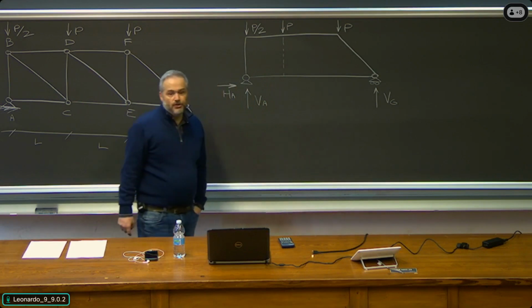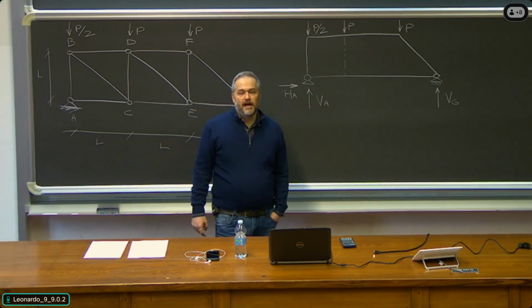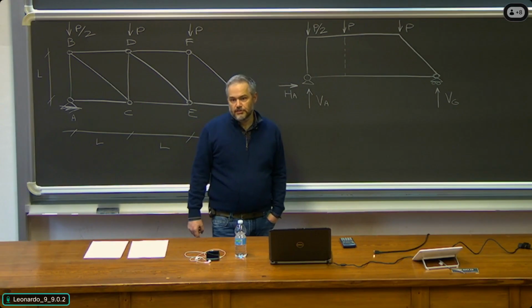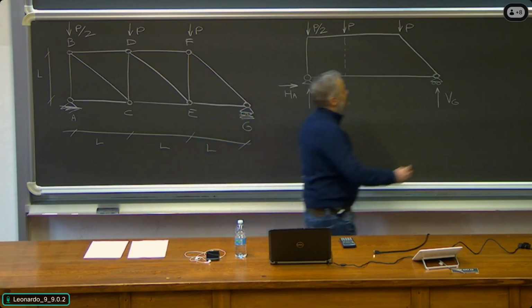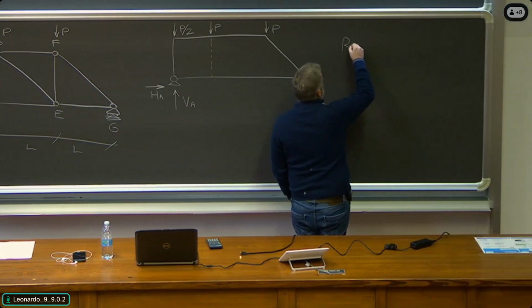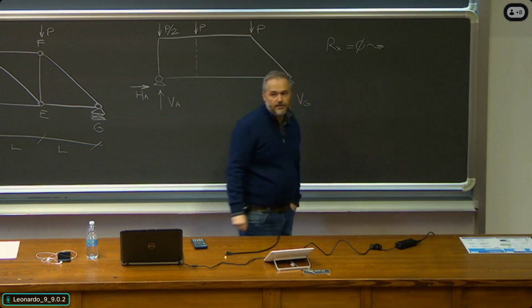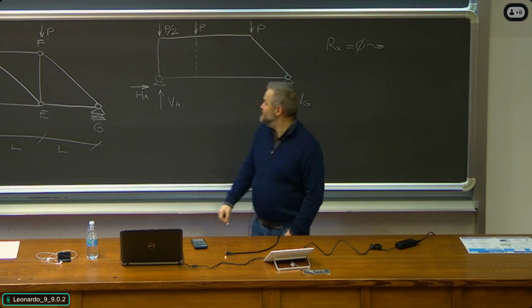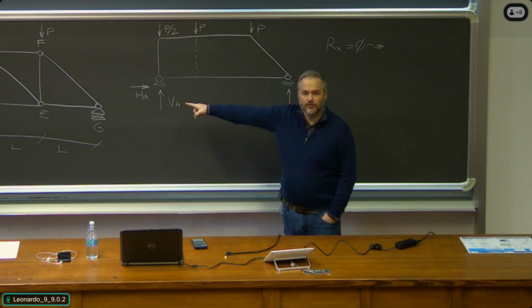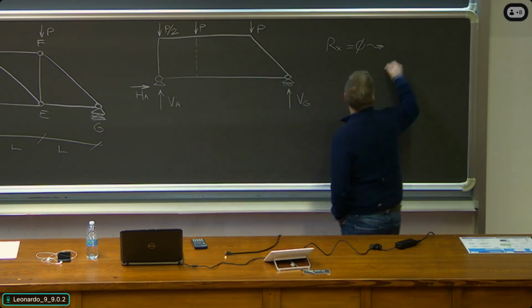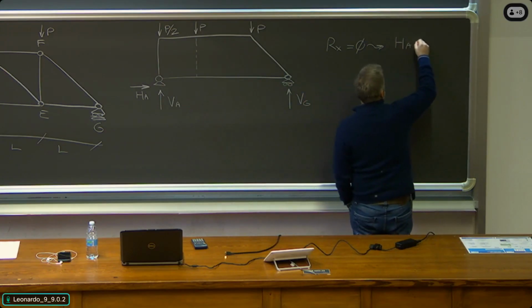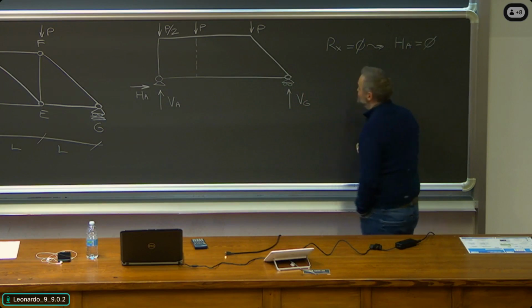Now here the obvious choice is to write the horizontal resultant of the forces and put it equal to 0. That is a good starting point. As a matter of fact, if you write Rx equal to 0, which means the summation of all forces in the horizontal direction is 0, you basically only have one horizontal force, which is HA, and that is why we directly get HA equal to 0.